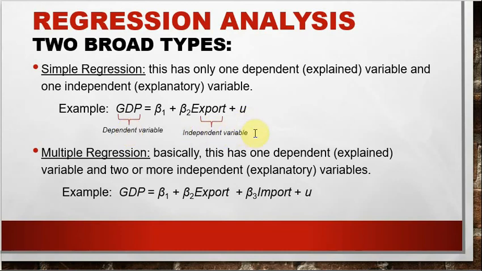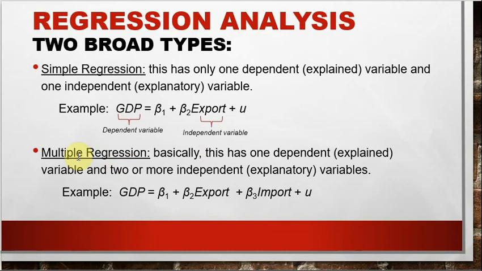And in certain places, you could see them bearing different names. You could see the dependent variable being called explained variable, or endogenous variable, whereas the independent variable is referred to as explanatory variable or exogenous variable, and so many other similar kinds of names.